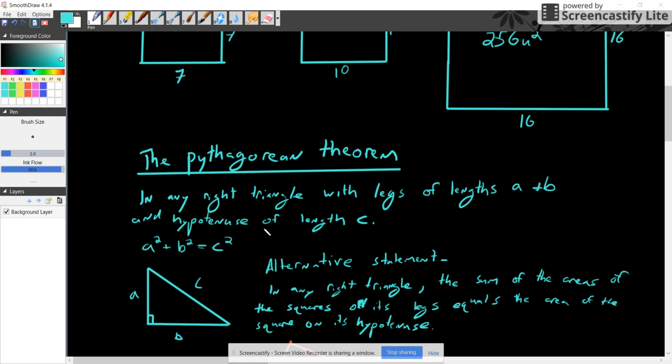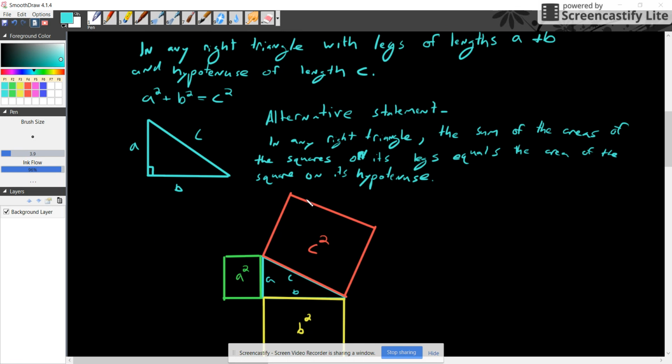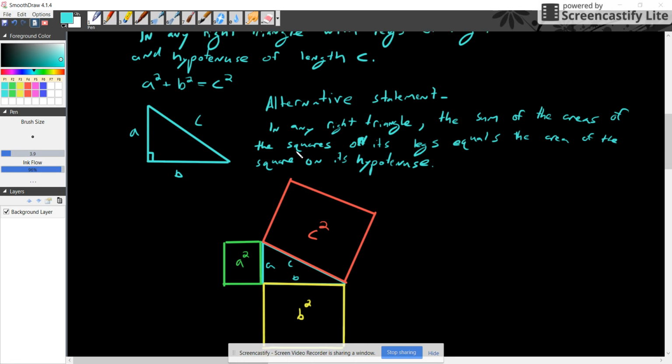This is rather conceptual, so let's try and get it into a picture so you can view what's happening. This is an alternative statement. In any right triangle, the sum of the areas of the squares on its legs, what are the squares on its legs?